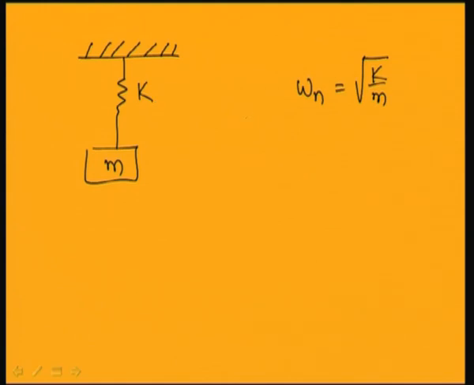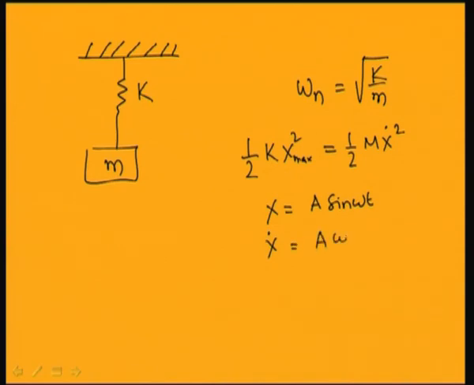In the Rayleigh method, you have the maximum kinetic energy equal to half m x dot square, assuming x to be in the form of a sin omega t. So, as x equal to a sin omega t, you have x dot equal to a omega cos omega t.